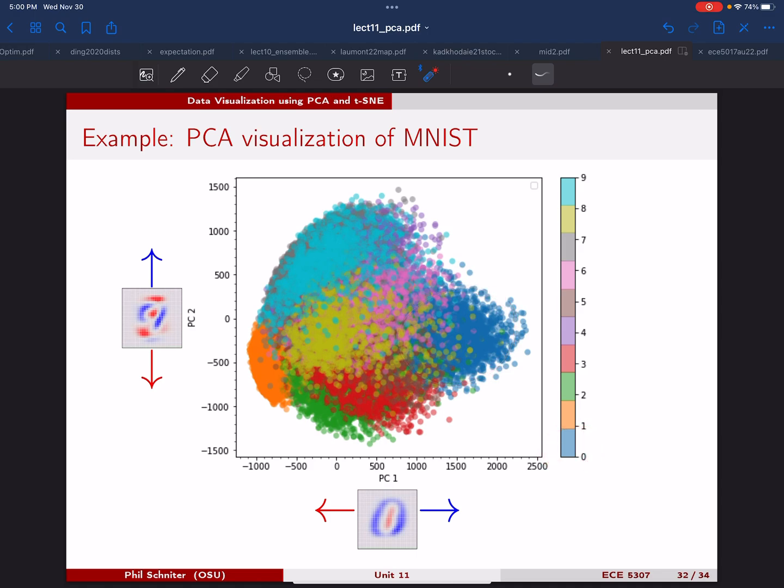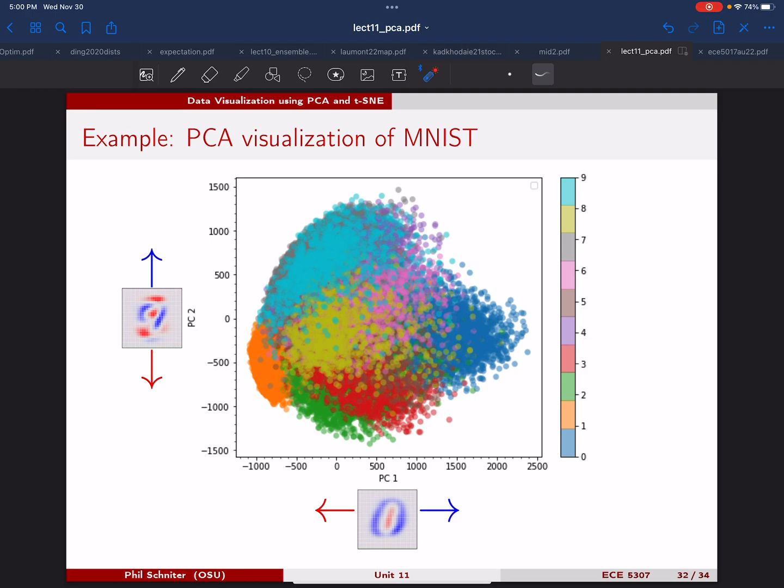The first thing you notice is that there is some structure. These guys are grouped together, these guys are grouped together, and so on. But it's not clearly separated. Maybe we would hope that PCA would clearly separate the zeros and the ones and so on. It's not doing that, but it is sort of interesting to look at.